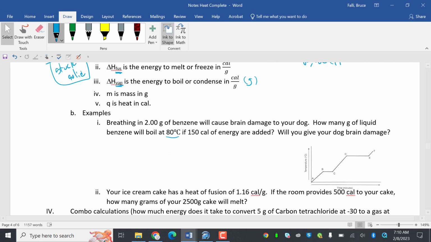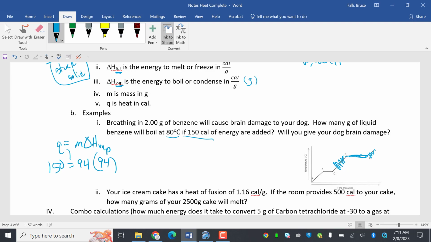So, whoops, back to this. Q equals M delta H vap. It was 94. Now notice, because it was at 80, I don't have to do any of the heating part. Because you're starting at 80, you're just boiling it. Okay. I added 150. That's going to be 94. Whoops, I did that wrong. 94 is the molar mass. And we're breathing in 2 grams of benzene. So let's figure out how many grams this will make. Okay. So M is going to equal 150 divided by 94.